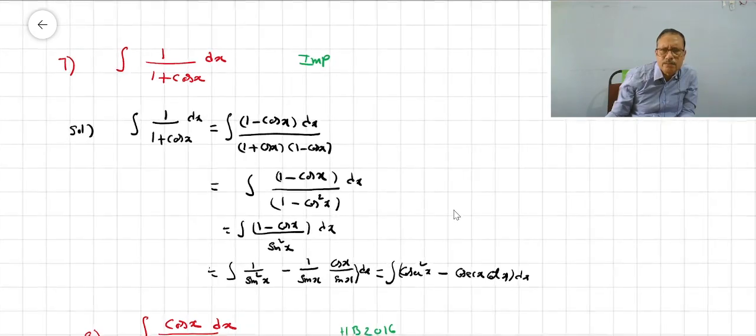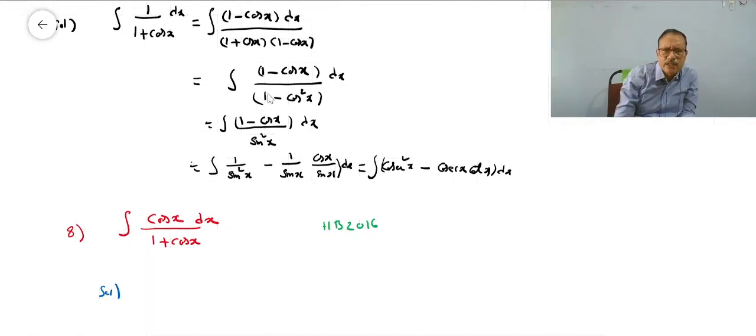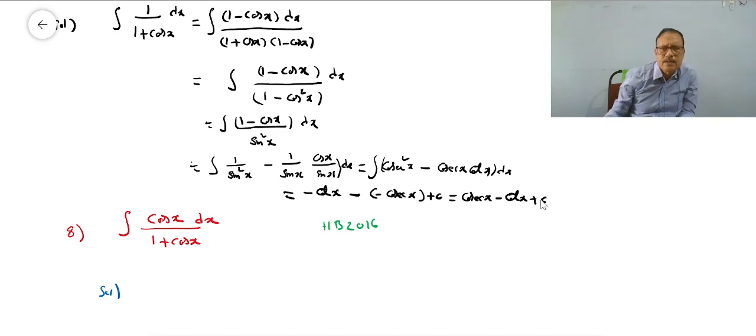So this is equal to, what is the formula of integral of cosecant square x? Integral of cosecant square x is equal to minus cot x, minus integral of cosecant x cot x, that is minus cosecant x plus constant. This minus into minus becomes plus. So this is equal to cosecant x minus cot x plus constant.